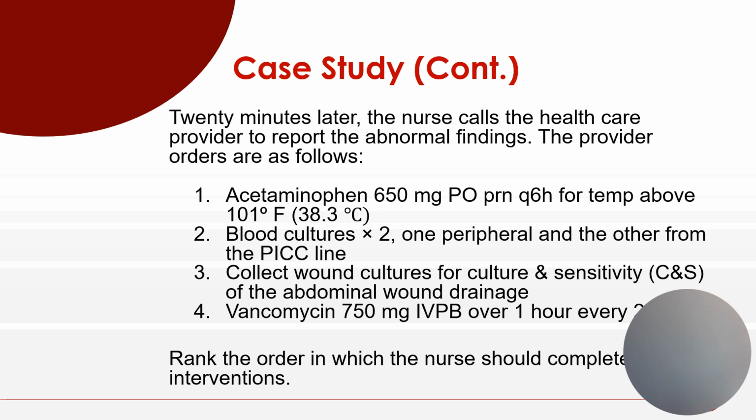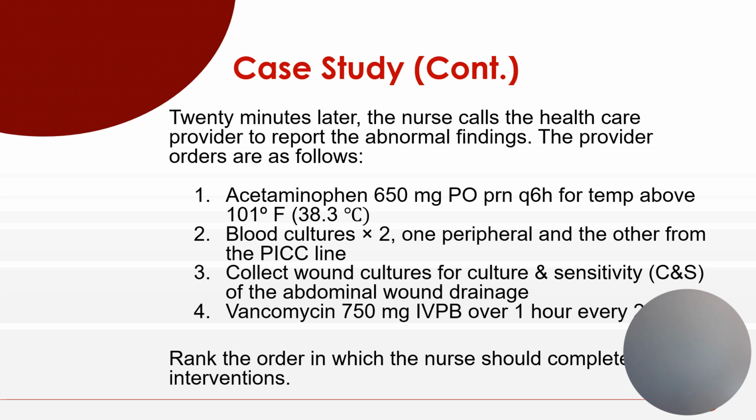20 minutes later, the nurse calls the healthcare provider to report the abnormal findings. I'm kind of wondering why the nurse waited 20 minutes to phone, but the provider orders are as follows: acetaminophen 650 milligrams PO PRN Q6 hours for a temp above 101, blood cultures times 2, one peripheral and the other from the PICC line. Collect wound cultures for culture and sensitivity of the abdominal wound drainage, and vancomycin 750 milligrams IV piggybacked over 1 hour.